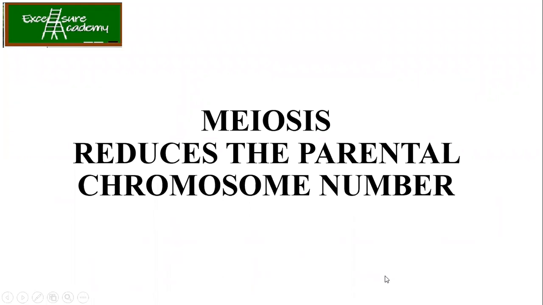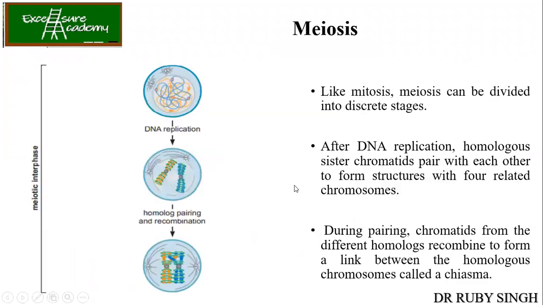Okay, now coming to meiosis. We know that meiosis reduces the parental chromosome number, and that's how we get haploid cells. Similar to mitosis, meiosis can also be divided into discrete stages. Here, after DNA replication, the homologous sister chromatids pair with each other to form structures with four related chromosomes. So what does this mean?